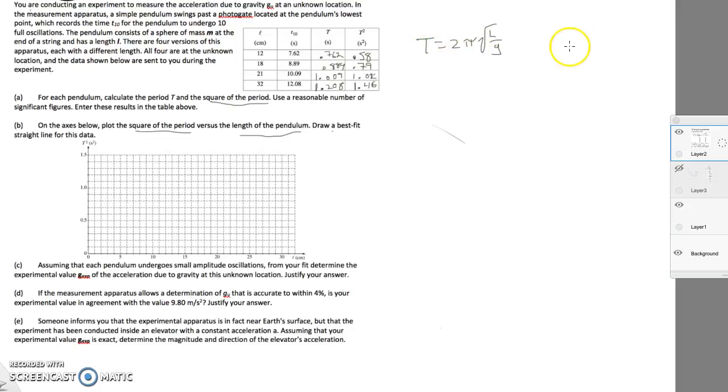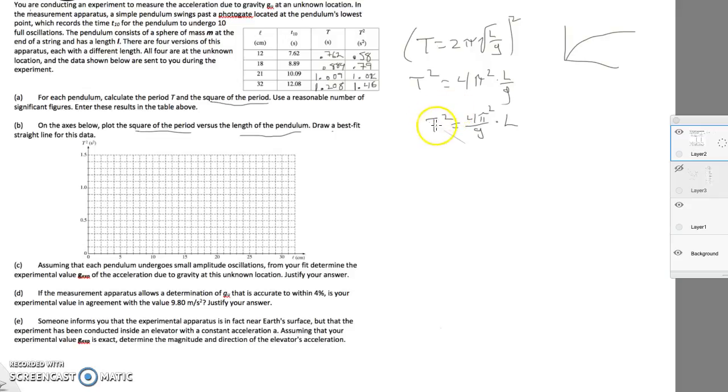And when you graph this, it's a square root function looking something like this. But if you're analyzing data, sometimes it's easier to look at the data when it's linear. Well, you can take this data and make it linear if you square this equation. If you square everything, you get that T squared equals 4π² times L over G, and what we write is T squared equals 4π² over G times L.